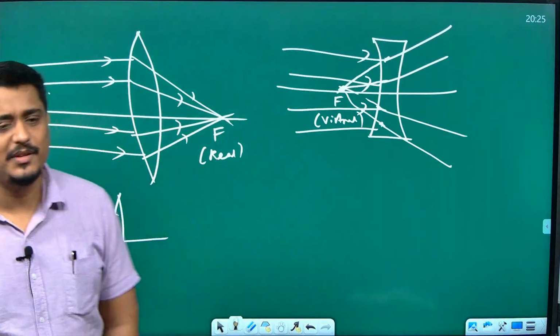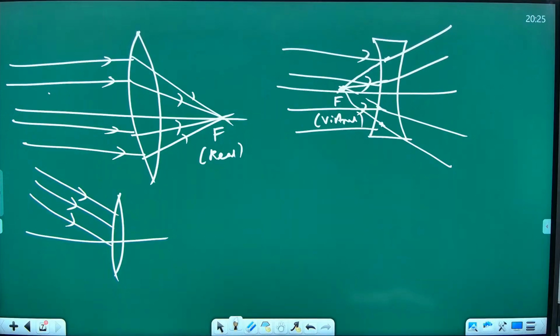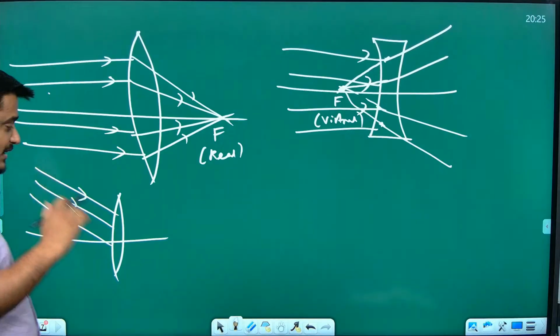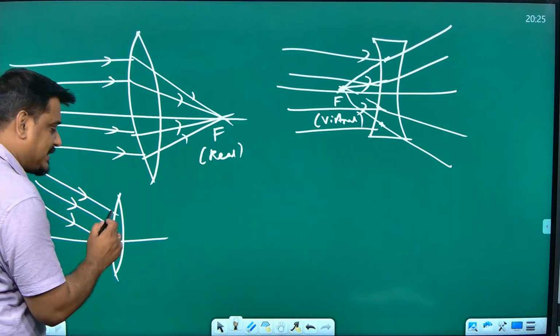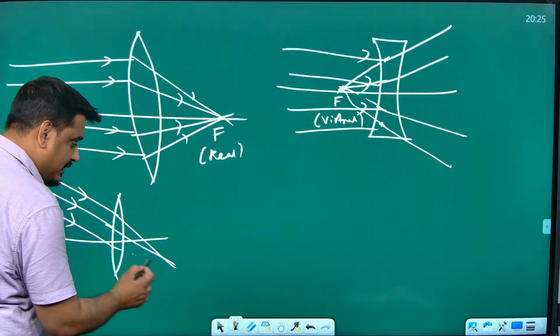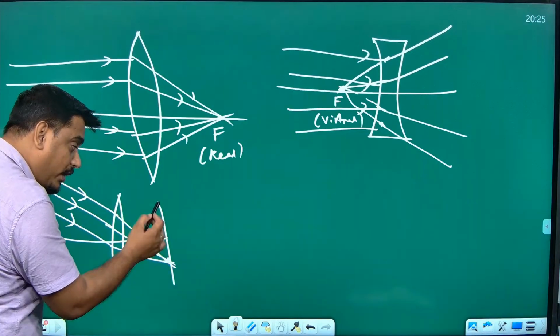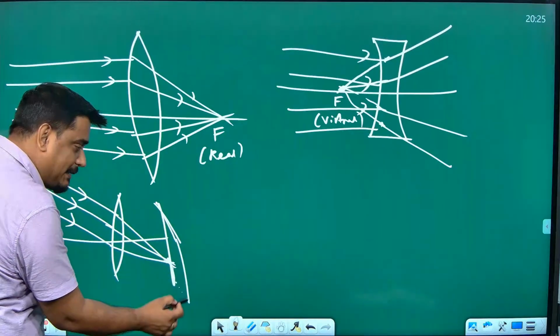No, obviously. There is a point here. It always meets at a point. That point will lie on the focal plane. Are you getting my point?